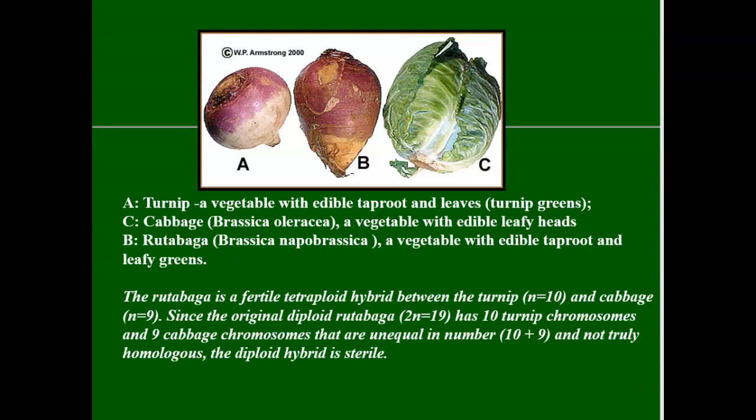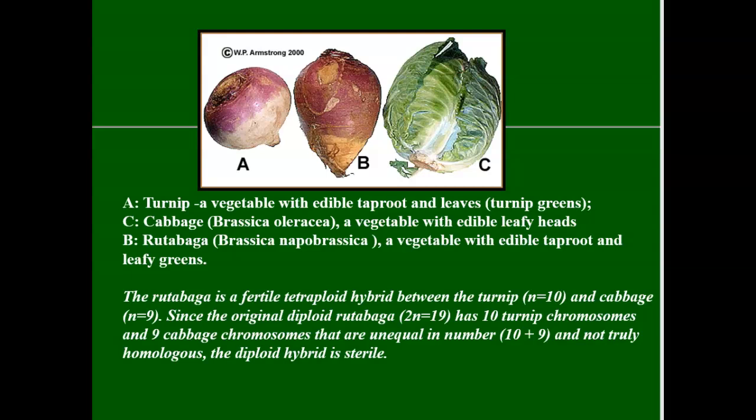And so we actually made the rutabaga by crossing the cabbage with the turnip. And again, we can do that because they are all closely related to each other. And so the rutabaga is basically a tetraploid hybrid between the two, which I think is interesting too.